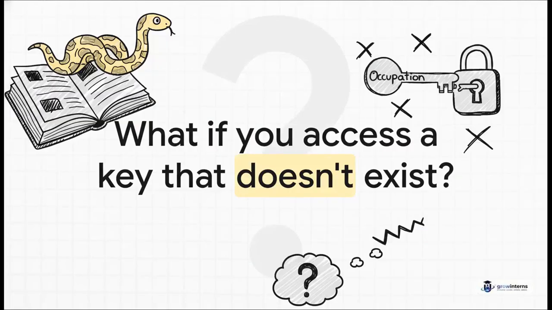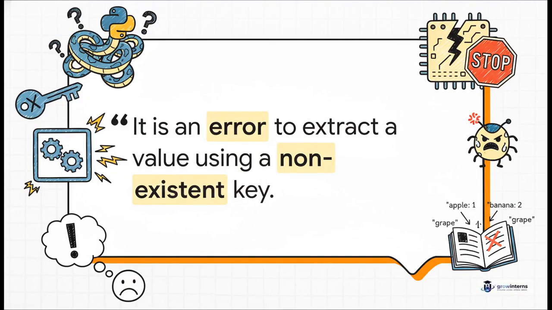Okay, this is a classic little trap for developers. You've got your dictionary all set up, but you try to ask for a key that you never added, something like occupation. What do you think Python does? It raises something called a key error. This actually stops your program in its tracks and tells you, hey, that key you're looking for, it doesn't exist. It's Python's way of helping you catch bugs in your code.